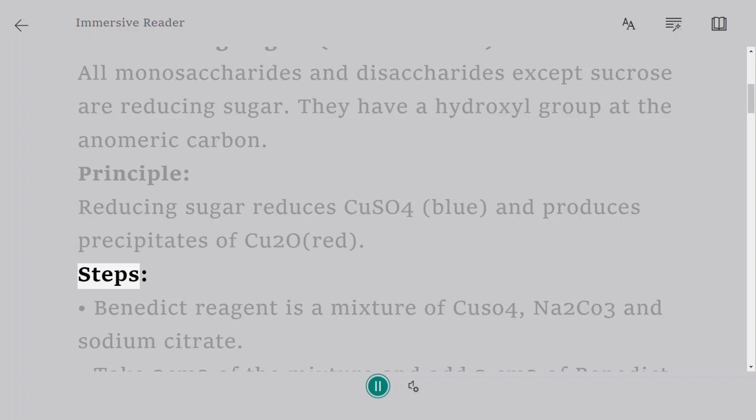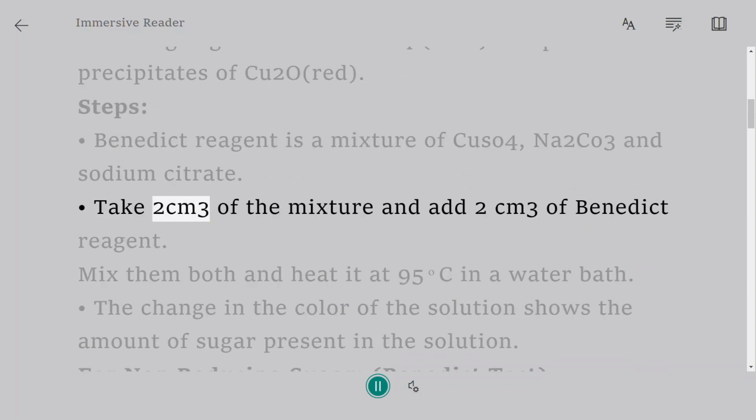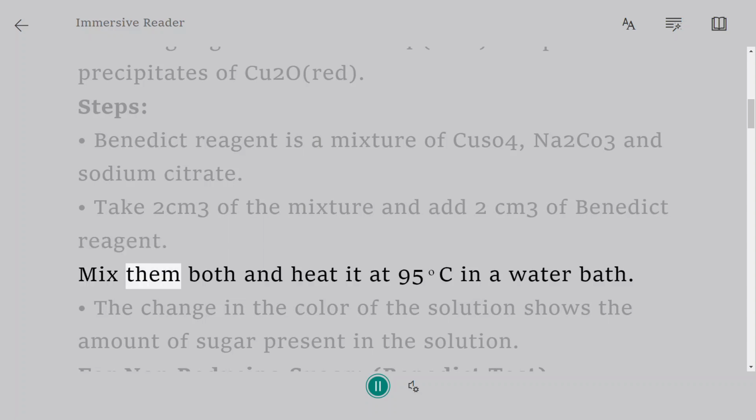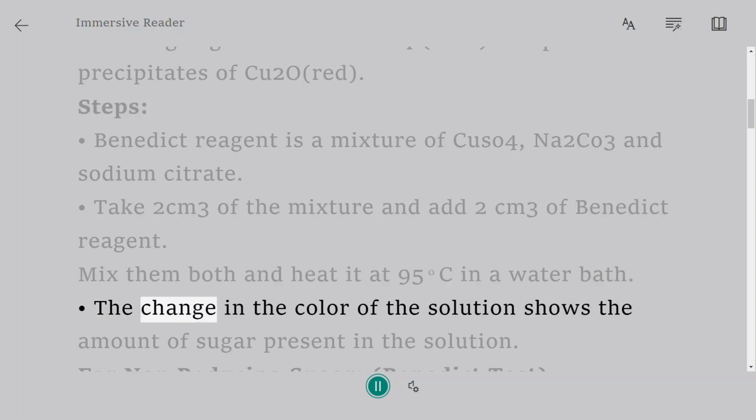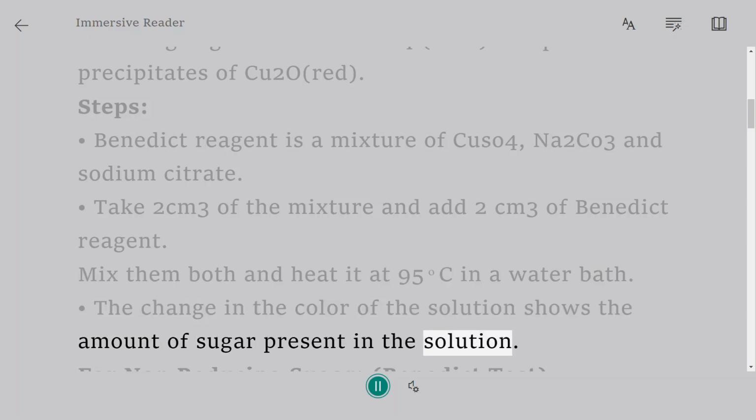Steps. Benedict reagent is a mixture of CuSO4, Na2CO3, and sodium citrate. Take 2 cubic centimeters of the mixture and add 2 cubic centimeters of Benedict reagent. Mix them both and heat it at 95 C in a water bath. The change in the color of the solution shows the amount of sugar present in the solution.